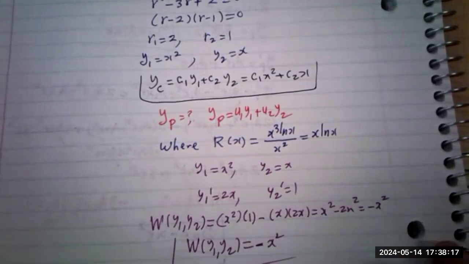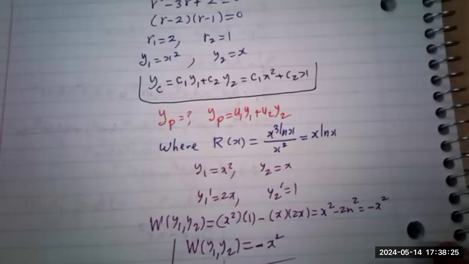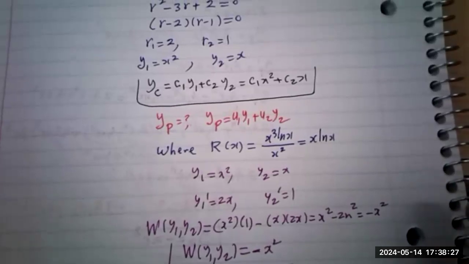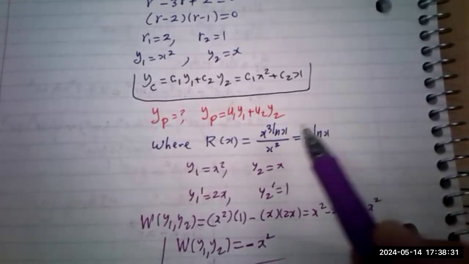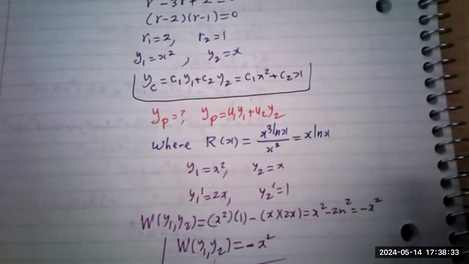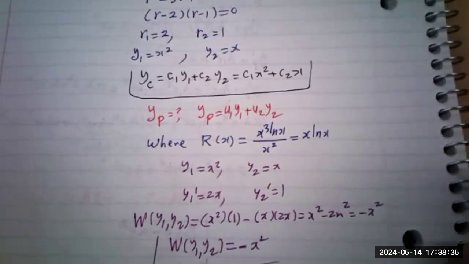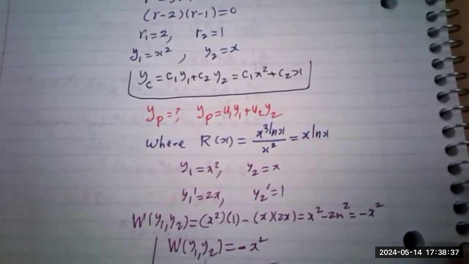Any questions? Now we are ready to find u1 and u2 to get those numbers. Remember your y1 is x squared, and we already got the r of x, x ln x. So we go and find u1.